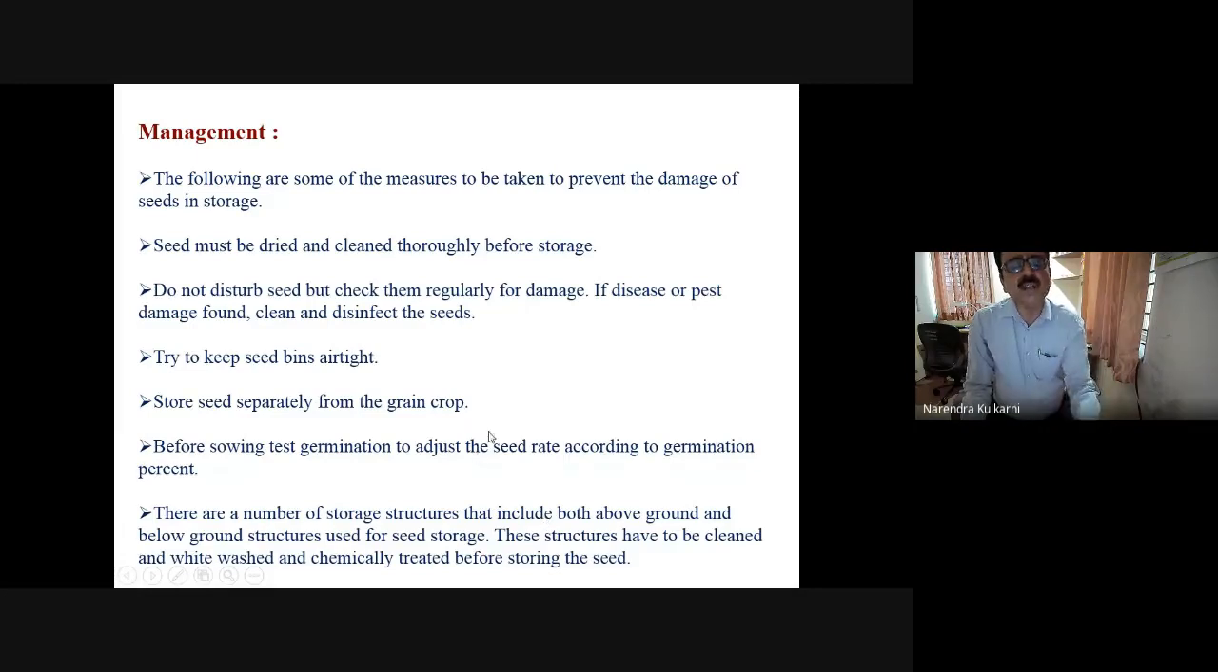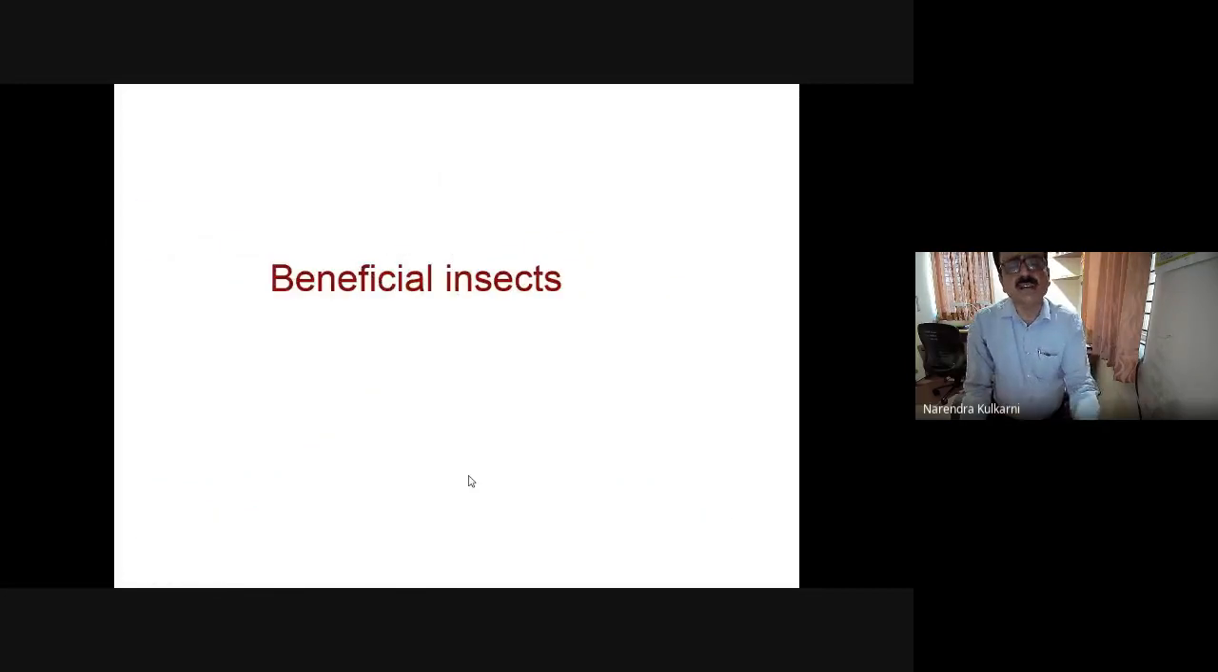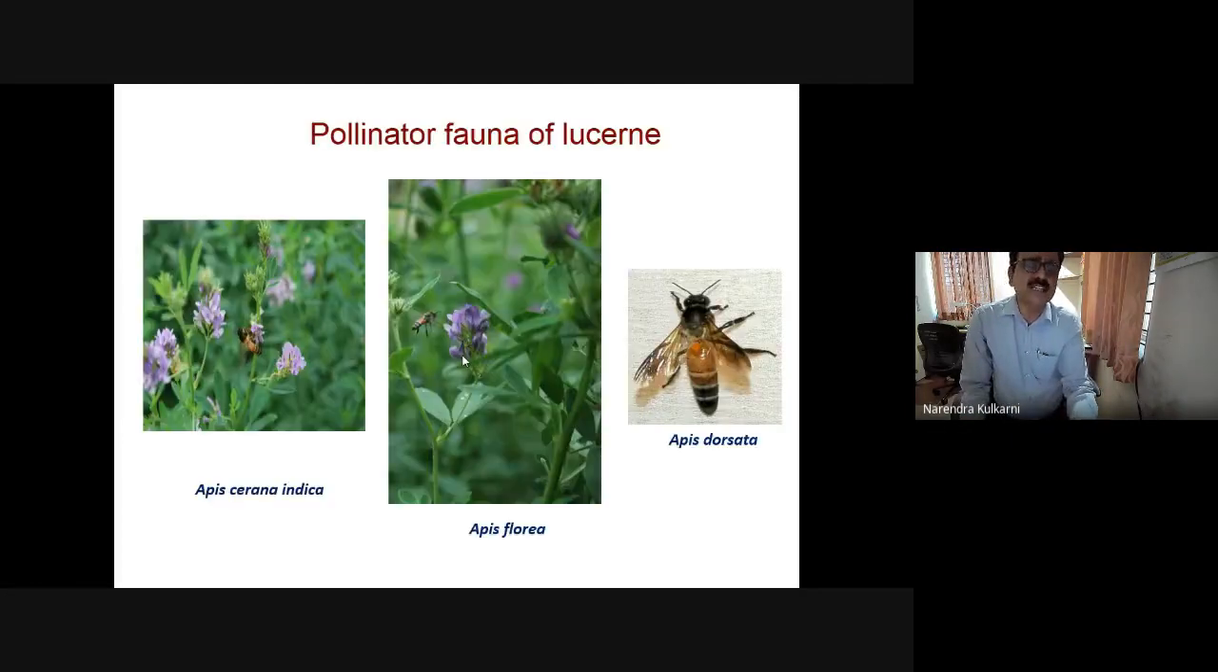Very few restricted chemicals are available now for the storage of any grains or even fodder seeds. So before looking into the aspects of pesticide residue, we should have a quick look at beneficial insects, because whenever we recommend any pesticides at the time of peak flowering, it is going to be detrimental. Lucerne is a highly cross-pollinated crop, and we have plenty of pollinators like Apis cerana, florea and dorsata. It is a 100% cross-pollinated crop, so we need to take care of these pollinators.